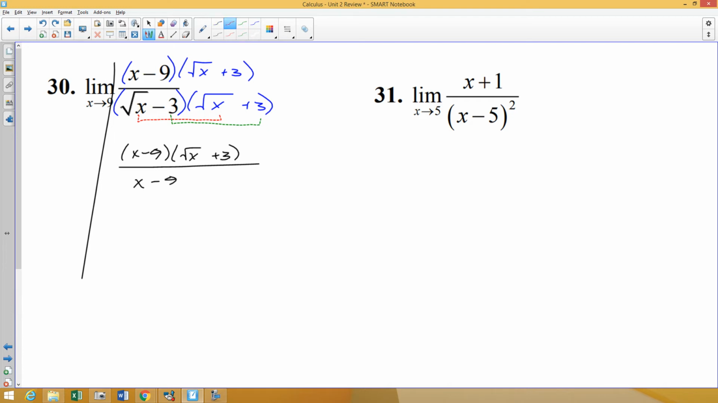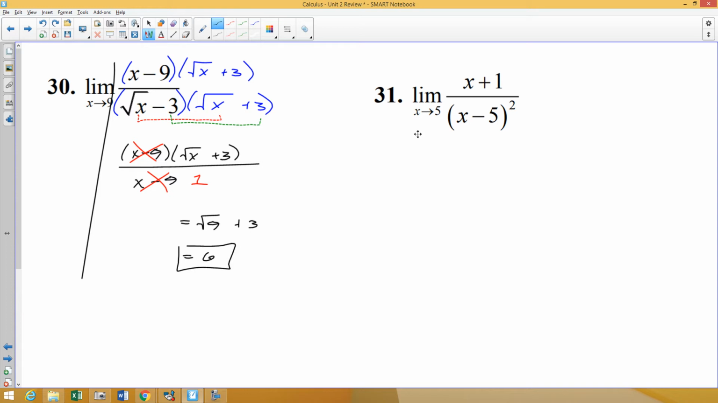And that's really nice because I have an x minus 9 on top. Cancel the x minus 9s. If you want to put a 1 placeholder in the denominator, you can. It's not really necessary. And then we will finish by plugging 9 in for x. And we get the square root of 9 plus 3 divided by 1, which cleans up to 6.